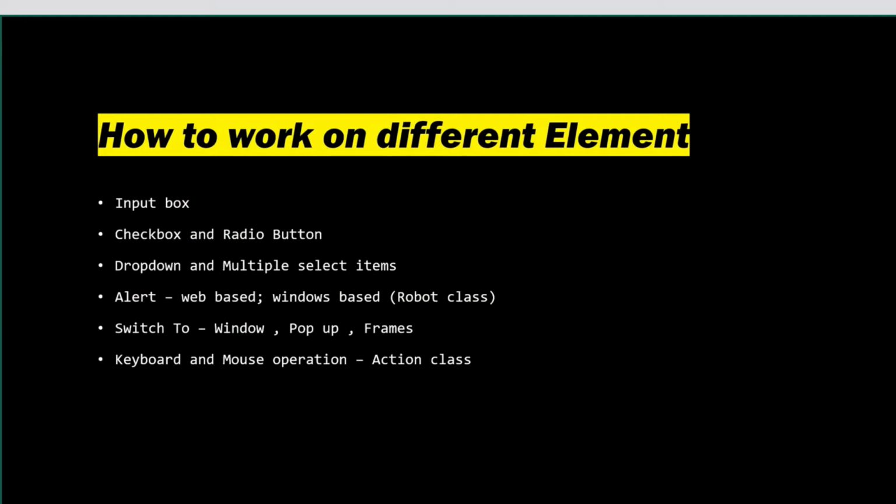So what can be inside the web page? Input box, check box, radio button, drop down, multiple selects, and alerts can be there. Switching: once you click on a particular button, a new window or new tab may open. Okay, that can happen. Then keyboard and mouse operations. Let's take a simple example of the Flipkart website. If you want to go into a particular clothes category, like kids' clothes, you have to hover over that particular menu with the mouse. So this comes under keyboard and mouse operations.